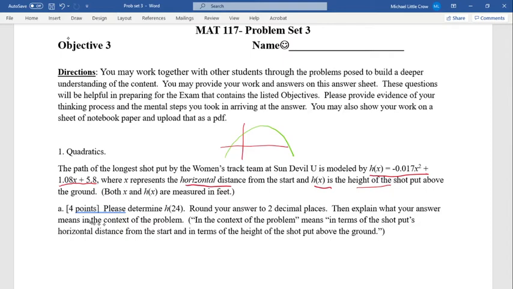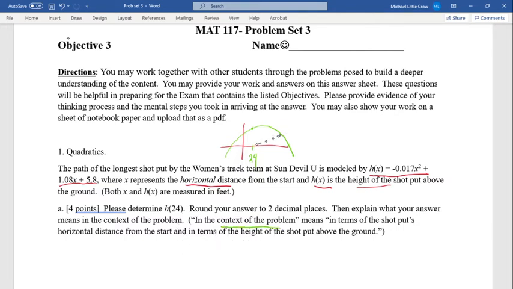Okay, so part A wants us to plug in 24. We could just plug in the 24 for x, figure out what h is, which will be the y value. And again, that's when the shot put is out here at 24 feet. What is its height? So it's kind of helping you out a little bit with the context of the problem. That's what you're going to explain.